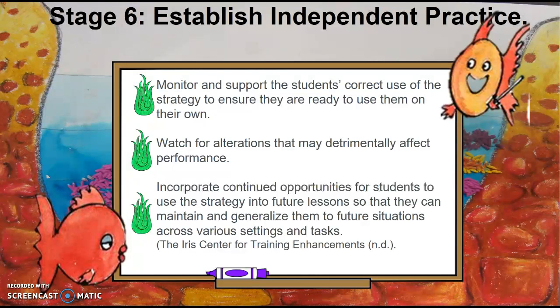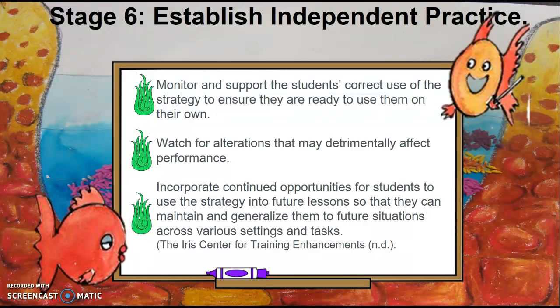Lastly, we establish independent practice. During this stage, we monitor and support the students' correct use of the strategy and the skill to ensure they are ready to use them on their own. There may be some small changes that we need to make based on what we see, but essentially, after all the stages 1 through 5, they should have a firm grasp on how to use this learning strategy during their learning process. The teacher should incorporate continued opportunities for the students to use this strategy in future lessons.